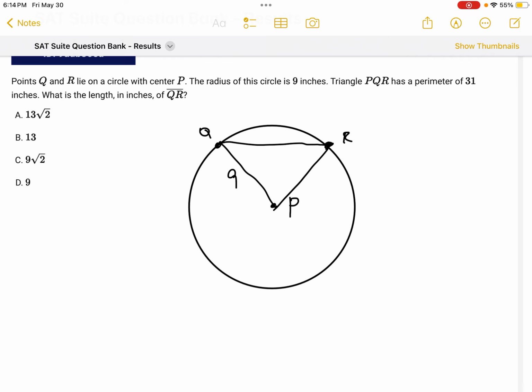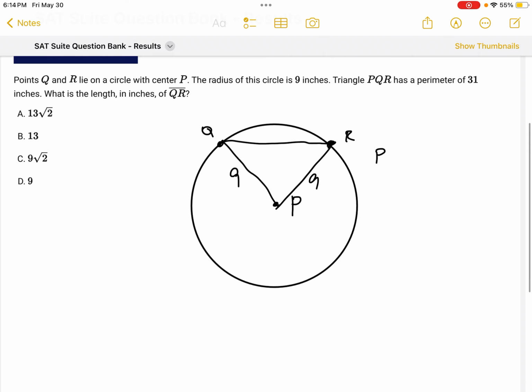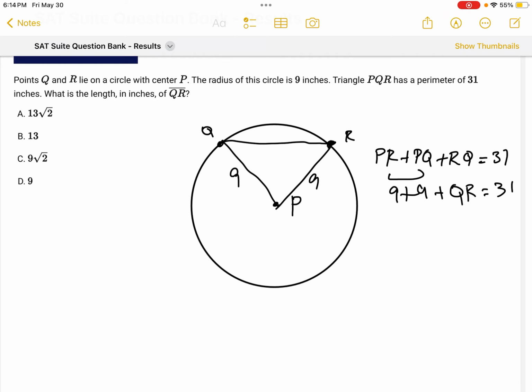They have length 9. And in order to find QR, well, we can take the perimeter equation, PR plus PQ plus RQ, and we can set it equal to what they tell us it is. It's just 31. Now, PR plus PQ is just 9 plus 9 plus QR, which is what we want to know, is 31. Subtracting the two 9s from both sides, we get QR is just 13. That's our answer.